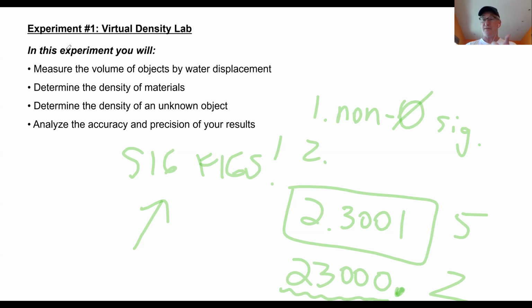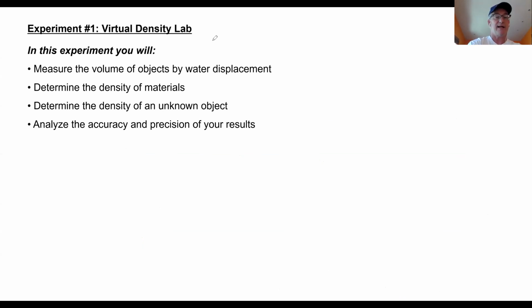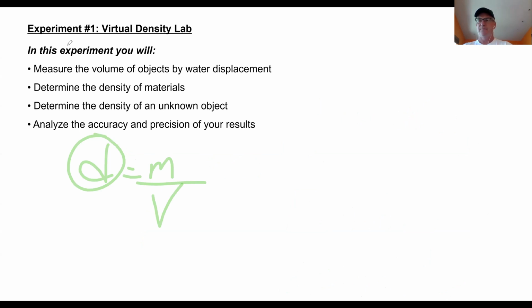So the other thing to keep in mind is when you're doing a calculation, particularly in this example, this lab right here, when you're calculating the density of something, and that equals the mass divided by the volume. How are you going to determine how many significant digits to report the density? How do you do that?